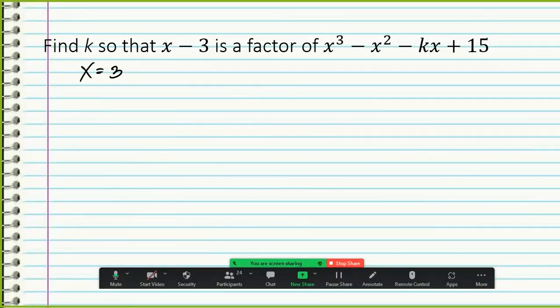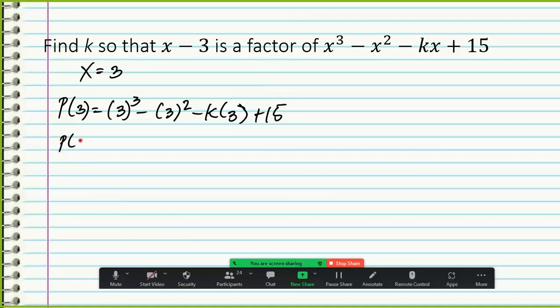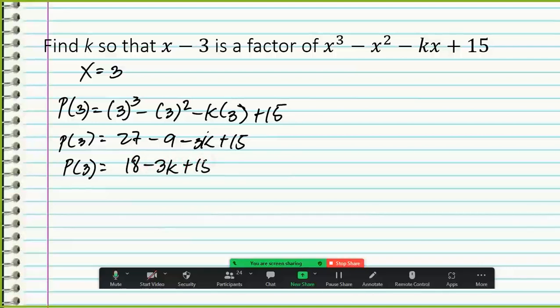So now we have to find the value of k so that x minus 3 will become a factor of x cubed minus x squared minus kx plus 15. So we have p of x equals, so inject na natin siya ng diretso. So we have to remove or replace the variable x by 3. So we have 3 cubed minus 3 raised to the second power minus k times 3 added by 15. So we have p of 3 equals 27 minus 9 minus 3k added by 15. P of 3 equals 27 minus 9, that's 18 minus 3k added by 15.